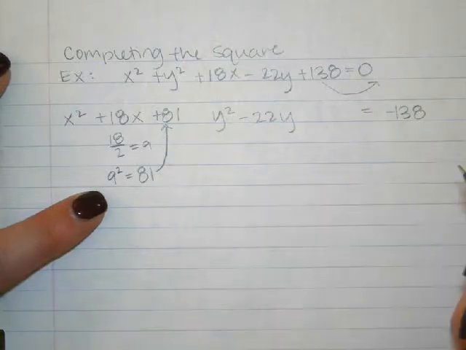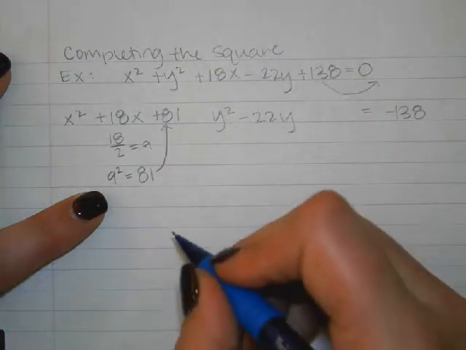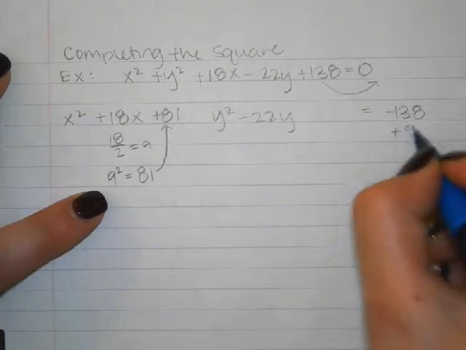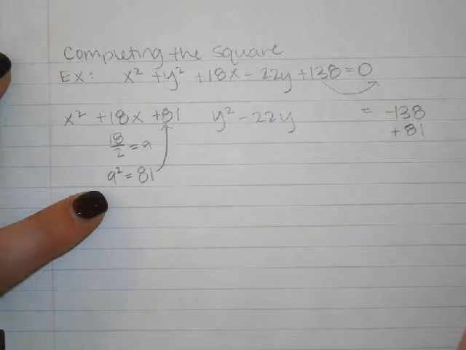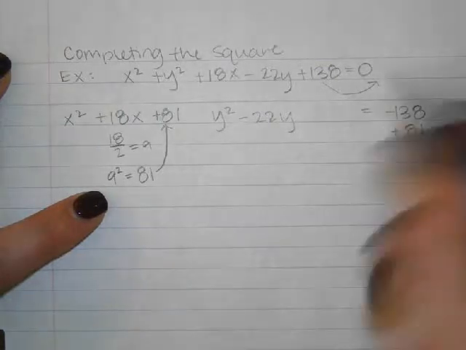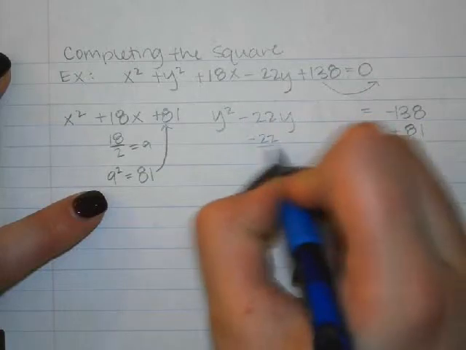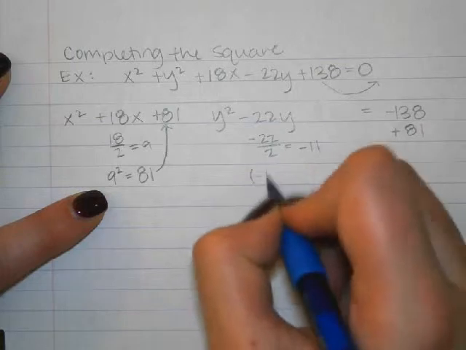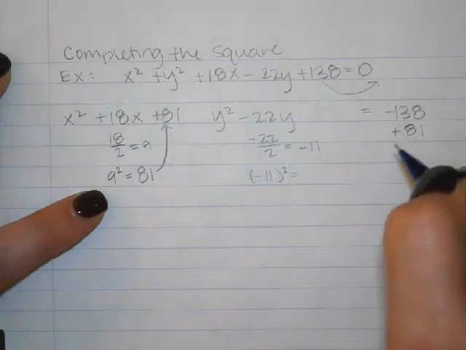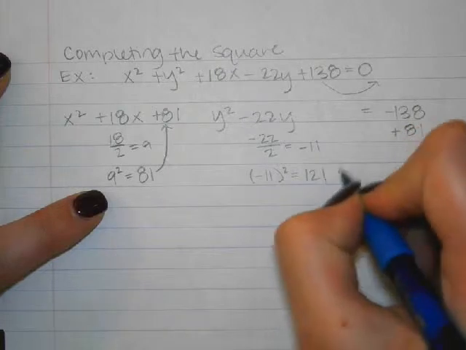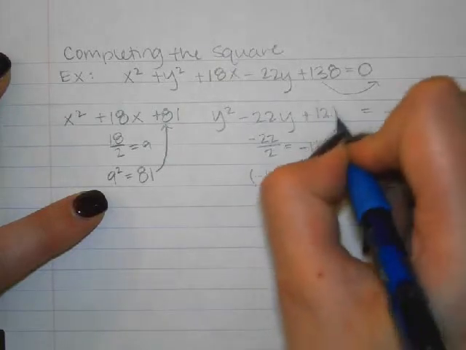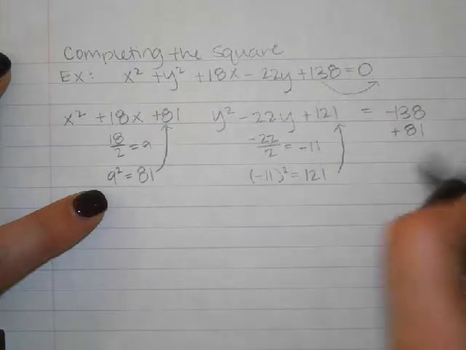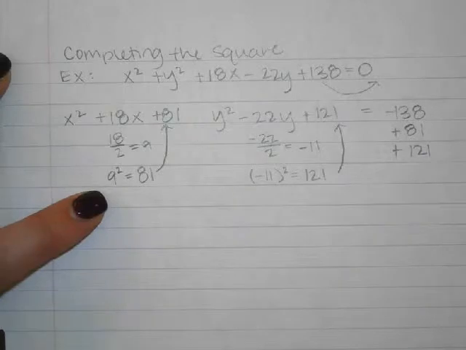And then to keep an equation balanced, if I add something to the left side, I also have to add it to the right side. So since I added 81 to the left, I have to add 81 to the right. Right? And then I'm going to do the same thing again. Negative 22 divided by 2 is negative 11. Negative 11 squared is 121. So I'm going to add 121 up here. And then since I added that to the left side of the equation, I also have to add that to the right side of the equation. So plus 121.